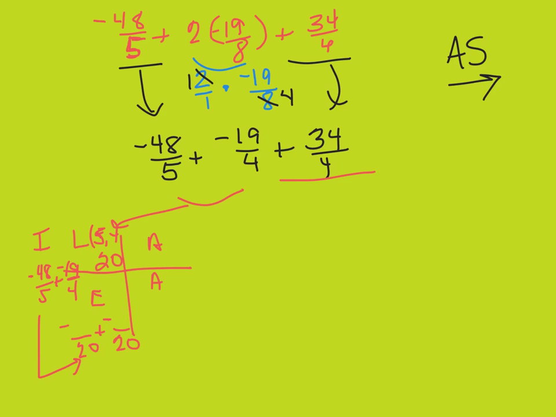To get from 5 to 20, I'm going to multiply times 4. 48 times 4. Well, I know that 40 times 4 is 160. I know that 8 times 4 is 32. So 160 plus 32 is negative 192. And then how do I get from 4 to 20? That would be times 5. So I do 19 times 5.